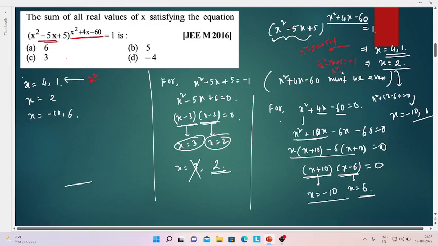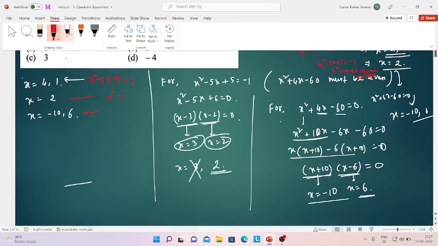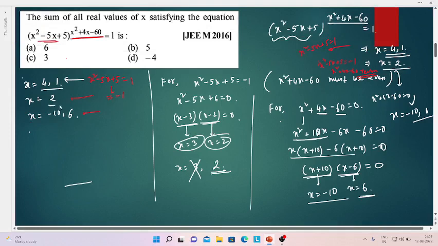And x square plus 4x minus 60 should be even. This is what we have already discussed, right? So this is for x square minus 5x plus 5 equals to 1. This is for that part equals to minus 1 and even part. And this is for x square plus 4x minus 60 equals to 0, right? So here you can see that we will have 5 values of x. So the question is the sum of all real values of x satisfying this equation.